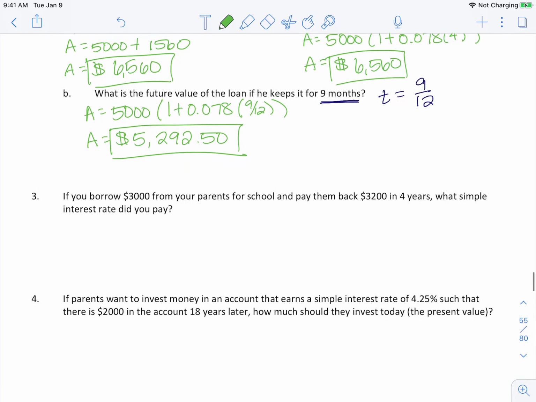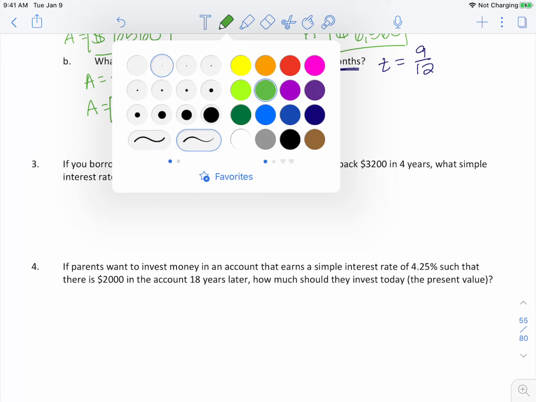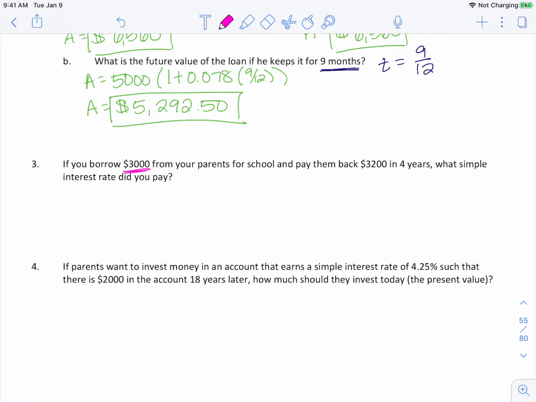Okay, number 3 says, if you borrow $3,000 from your parents for school and pay them back $3,200 in 4 years, what simple interest rate did you pay? So in this case, our principal is $3,000. You pay them back $3,200. So that's actually the future value because that's how much you're reimbursing them in 4 years' time. So that's our time. What simple interest rate did you pay? So we're solving for R here. So I want you to set this one up and try to solve for it.